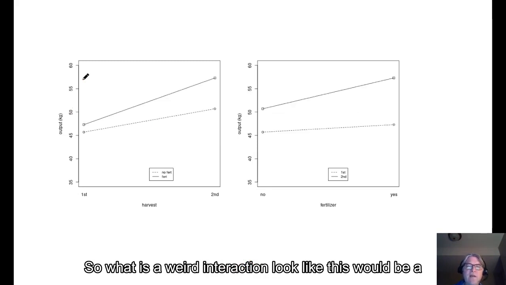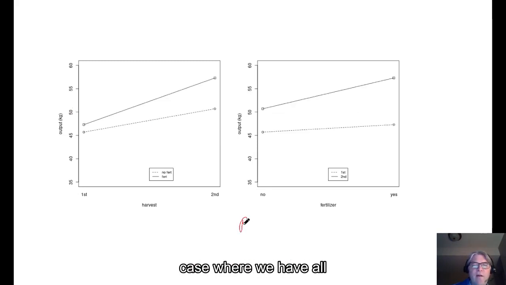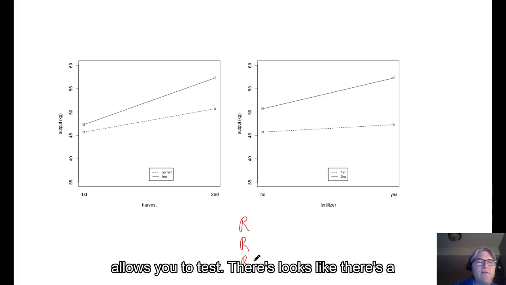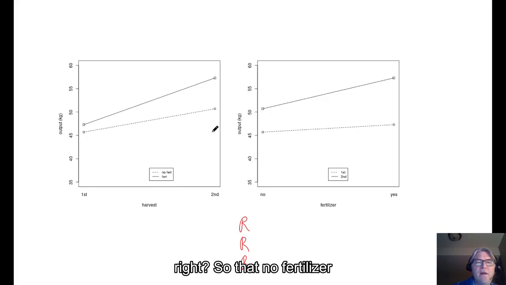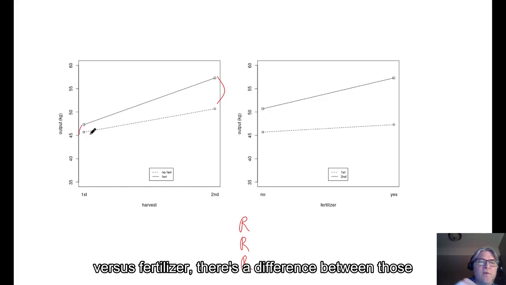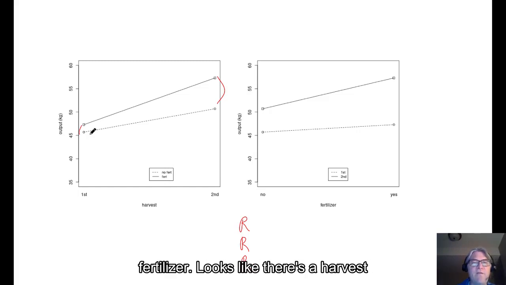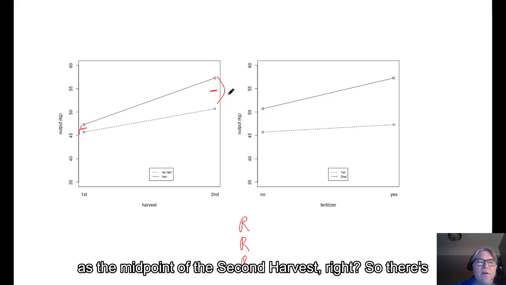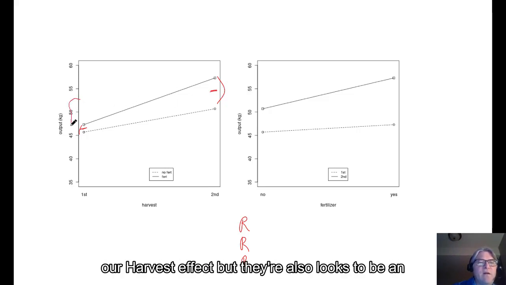So what does a weird interaction look like? This would be a case where we have rejections of all 3 hypotheses that a two-way ANOVA allows you to test. Looks like there's a fertilizer effect, right? So the no fertilizer versus fertilizer, there's a difference between those. So that looks like an effect there of fertilizer. Looks like there's a harvest effect because the midpoint of those 2 harvests is not the same as the midpoint of the second harvest, right? So there's our harvest effect.